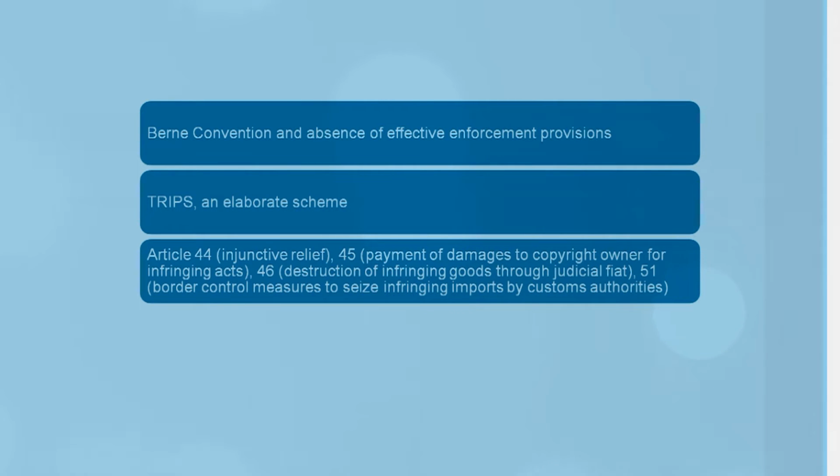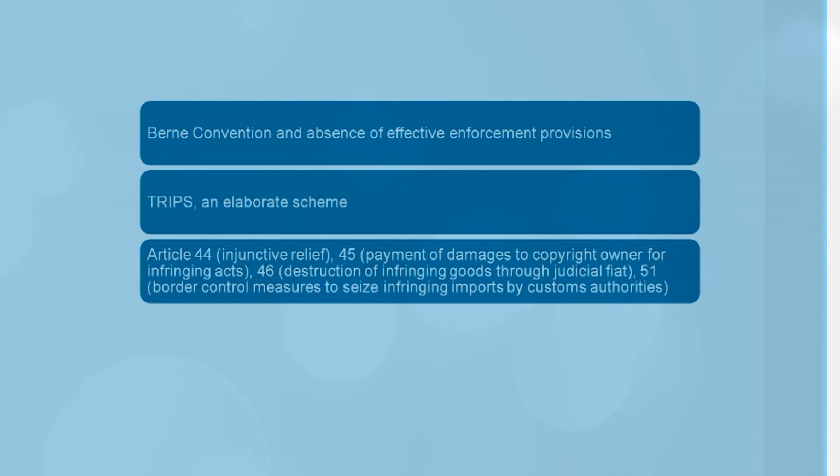Article 45 of TRIPS again authorizes authorities to order payment of damages adequate to compensate for the injury the right holder has suffered because of an infringement of his intellectual property right by an infringer who knew or had reasonable grounds to know that he was engaged in infringing activity. So, both the remedies of injunction and damages are envisaged in TRIPS in Part 3.